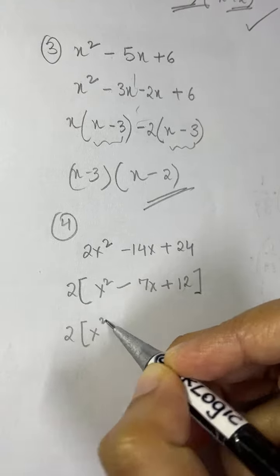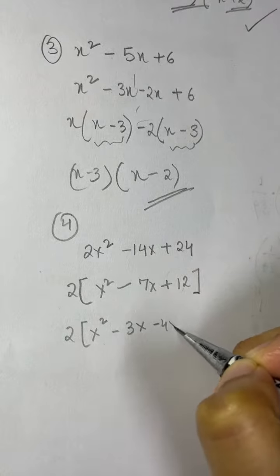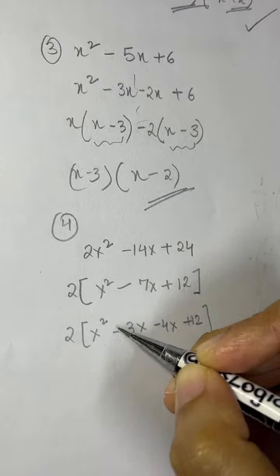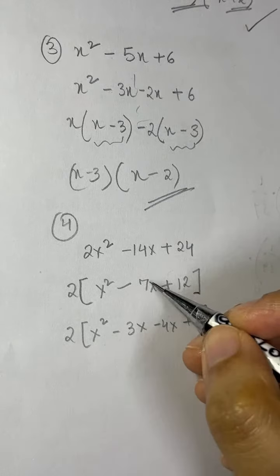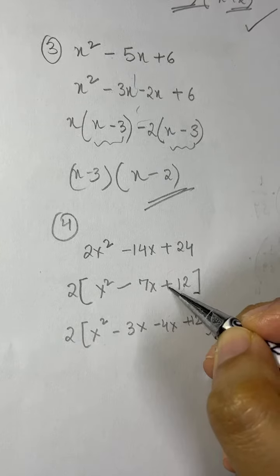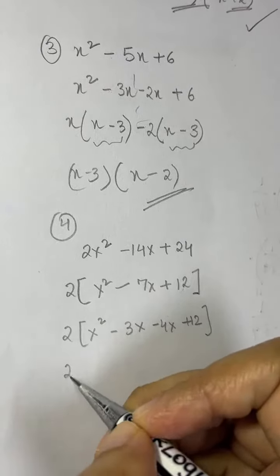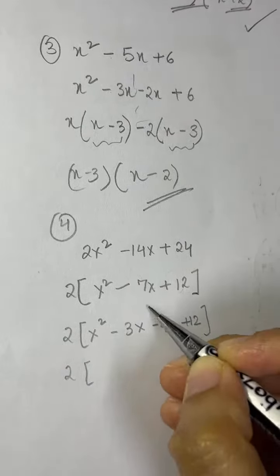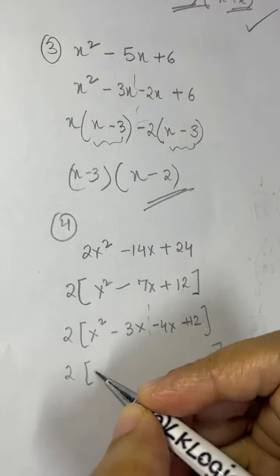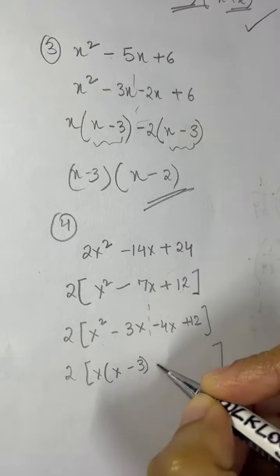2x squared. And you can take negative 3x, negative 4x plus 12. Negative 3, negative 4 gives negative 7. When you multiply, negative and negative is positive. 3 times 4 is 12. So let's see, what can we do next? You can split the equation. Yes. You can take out the greatest common factor from the splits. Yes. X common. What is left? X minus 3.